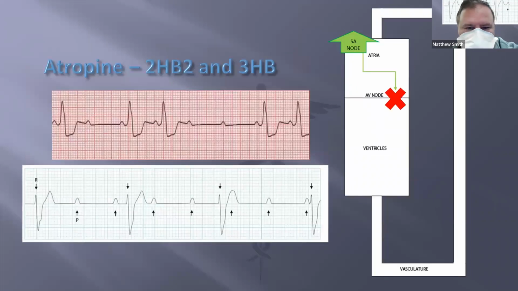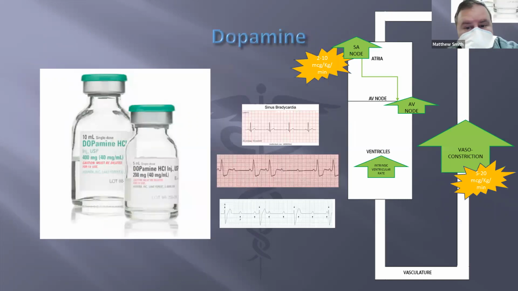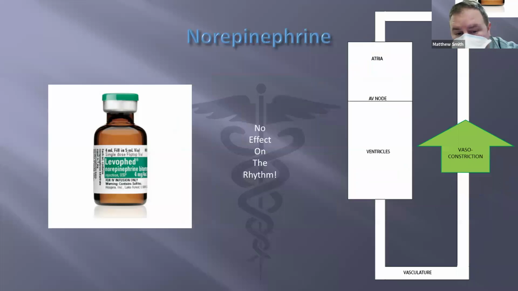won't work on second degree, type 2, or third degree heart block because the SA node isn't determining the heart rate. We could give epinephrine, which will increase activity at the SA node, at the AV node, and in the ventricles, as well as causing vasoconstriction. We could give the dose-dependent dopamine, which is old-fashioned, but does increase the firing rate of the SA node, conductivity through the AV node, and the ventricular rate, as well as causing vasoconstriction, similar to epinephrine. We could give norepinephrine to just increase the blood pressure without affecting the heart rate.